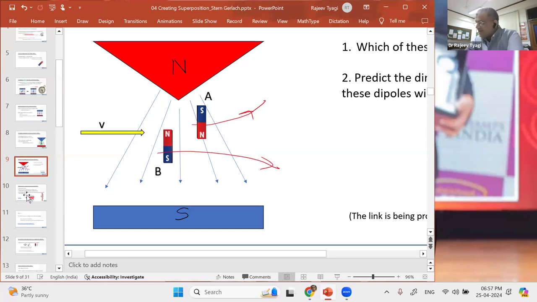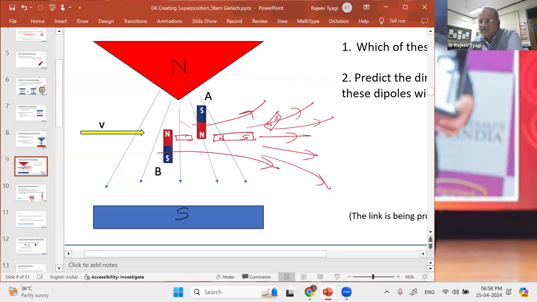Let's see. Now, if I place a dipole like this, north and south like this, the attraction and repulsion on both of them will be the same, and this one should go straight. And depending on whether you place it like this or at an angle like this, you will have all sorts of deflections like this, like this, like this, like this, all sorts of deflections.